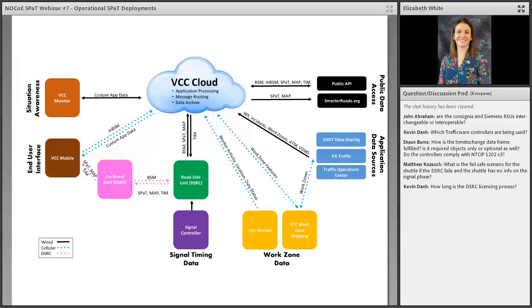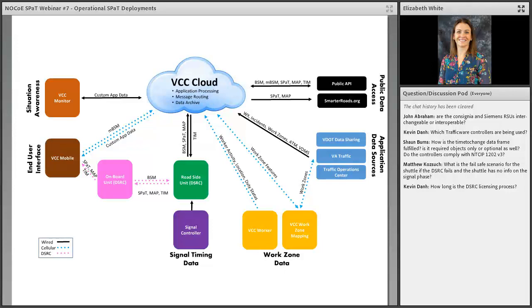This next slide here is a representation of our VCC cloud system, which is a data hub and archive, and also does application processing. As you can see in the upper right-hand corner, we do make all of our data from the VCC publicly available through a website called smarterroads.org, and data is pushed there on a regular basis. We're also tied into some of VDOT systems such as VA traffic and exchange data with their systems.